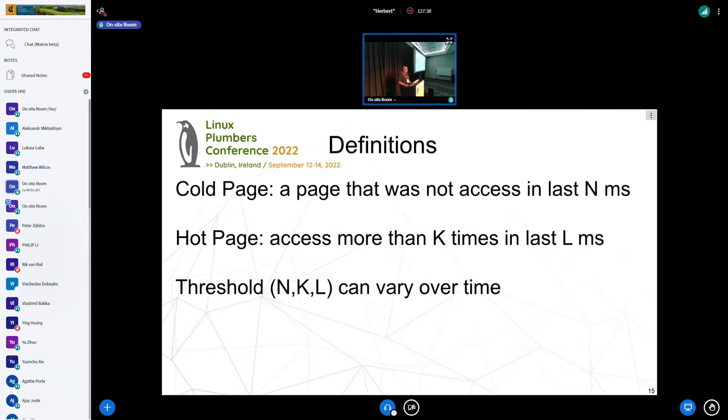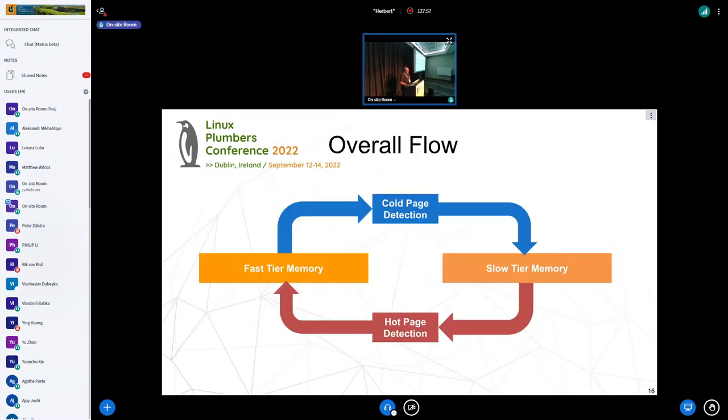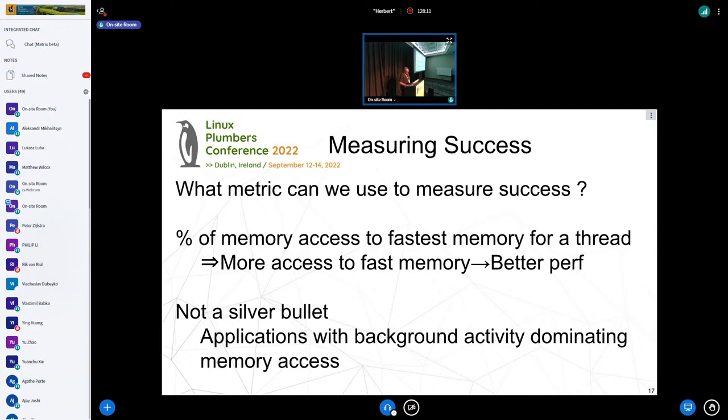For memory tiering, the definition I think everybody that has been looking into memory tiering uses is cold pages: a page that has not been accessed in the last n milliseconds, usually a minute or so. And a hot page is accessed more than some number of times over the same kind of period. So you have this continuous flow of pages: cold pages go from fast memory to slower memory, and hot pages go in the other direction, a perpetual movement.